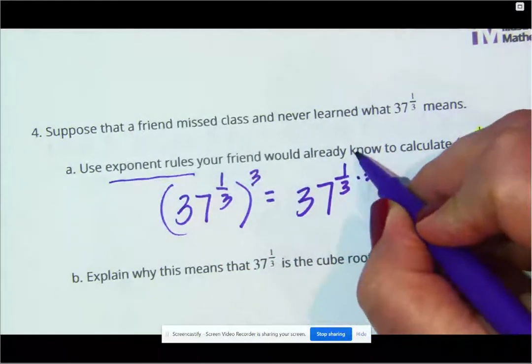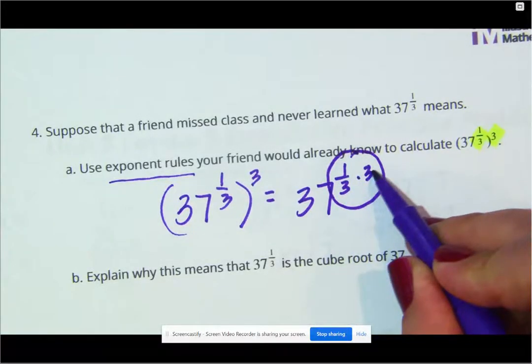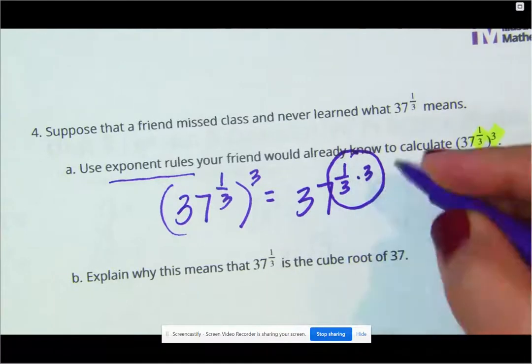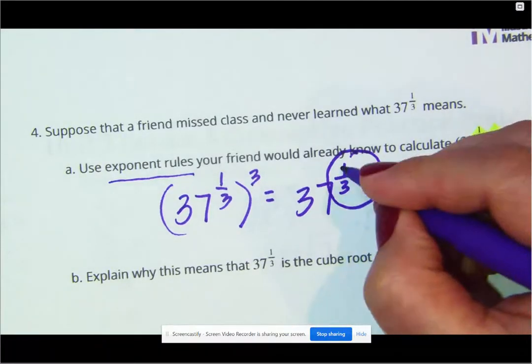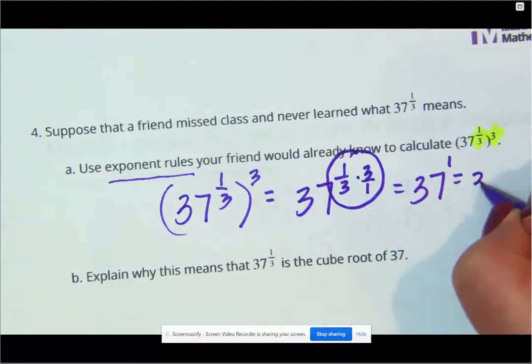So I'm going to multiply these two. Hopefully you can see that those 3's will cancel. You could also put a 1 under here if that helps you. That's 3 over 3, which is 1. So this is just 37.